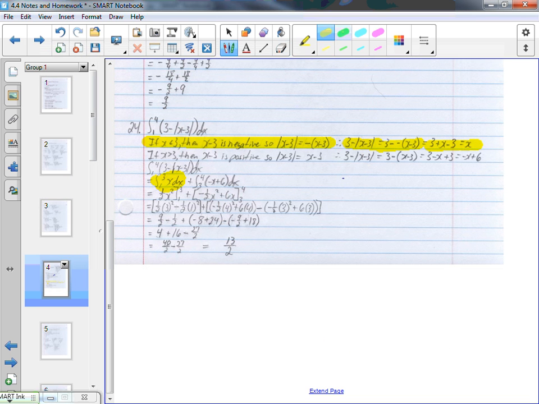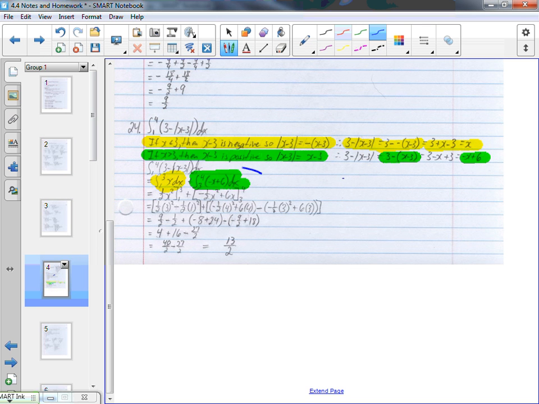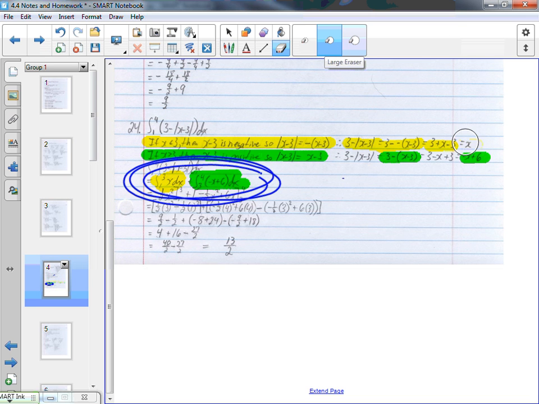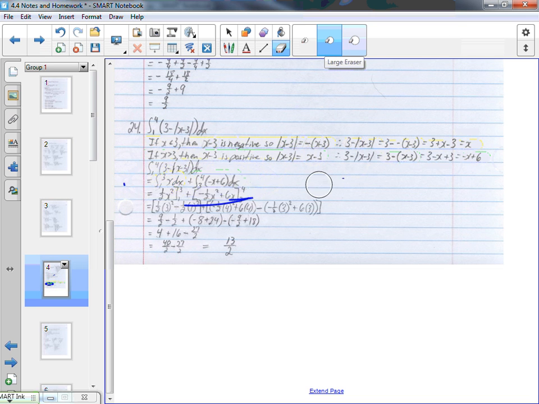Okay. Then, if x is greater than 3, then the expression x minus 3 is positive, so the absolute value sign is not doing anything. So I'll leave it off and simplify. So my next integral goes from 3 to 4, and it's of negative x plus 6 dx. So, are you able to follow me to there? Everybody? All right. After we get there, we should be in pretty good shape.